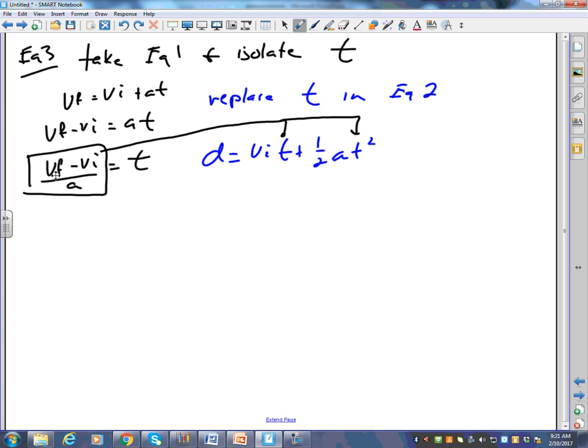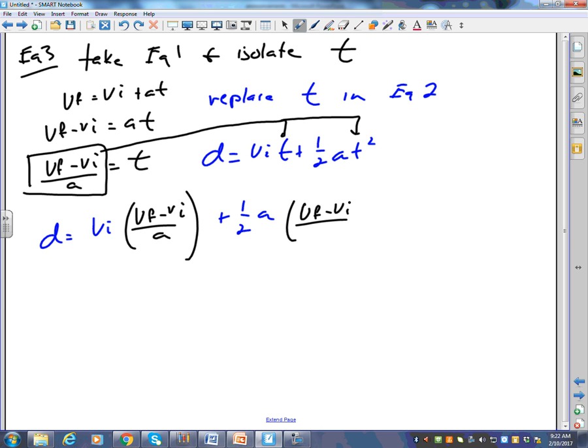I'm going to expand. See how much space I've left myself down here? Because it's going to get big, isn't it? d equals Vi times Vf minus Vi all over A, plus 1/2 A, and then t squared is Vf minus Vi all over A, squared.